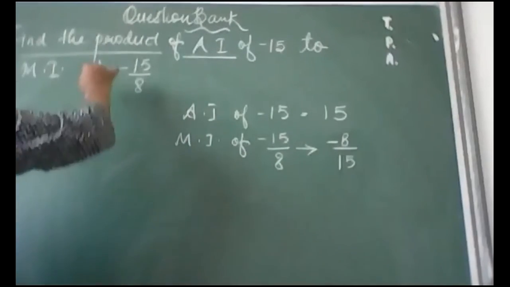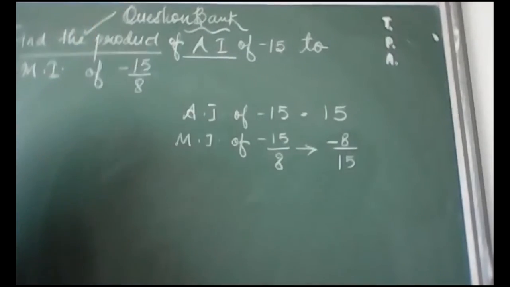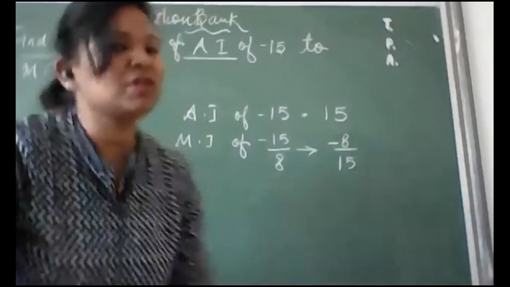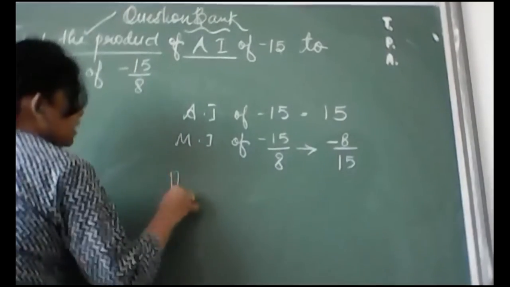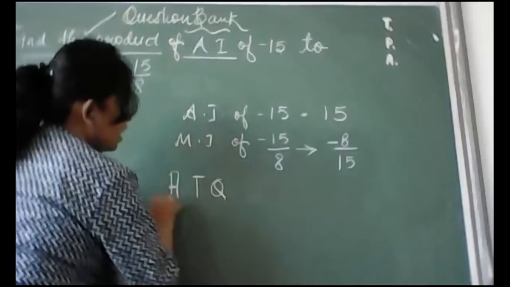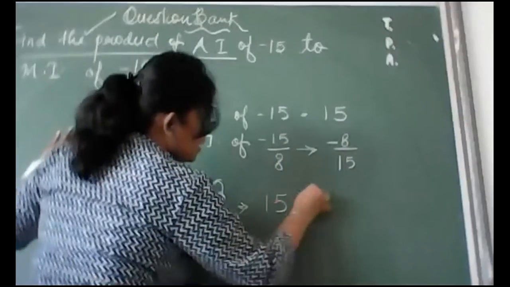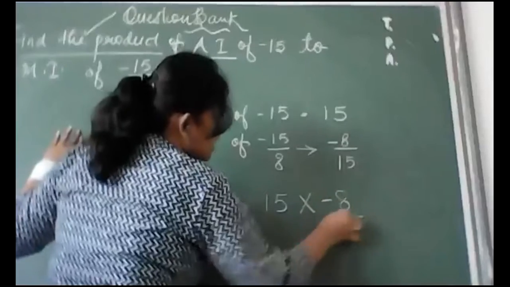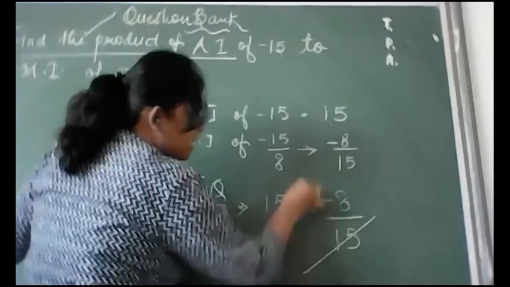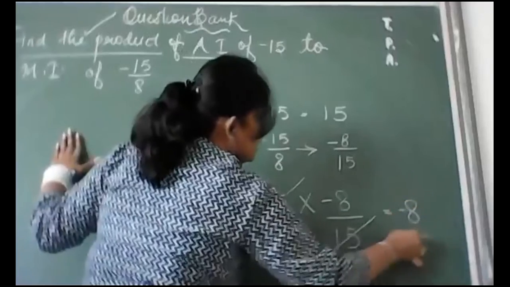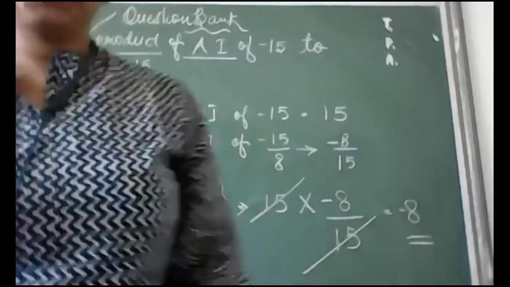Now your question says you have to find the product. What is the product? Product means the result of multiplication. So what will we do now? According to question, ATQ, 15 multiplied by -8/15. Now 15 gets cancelled and you have the answer, only -8. Done.